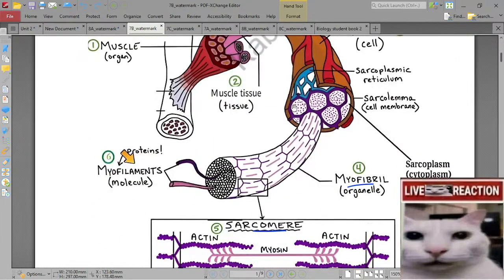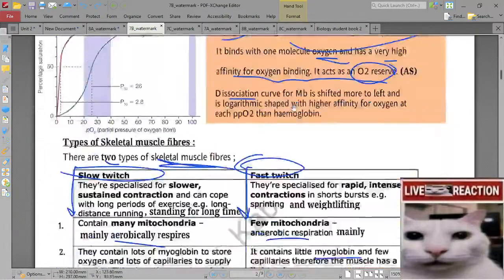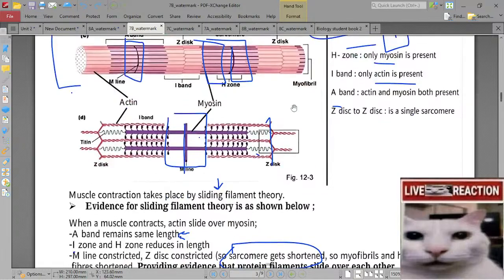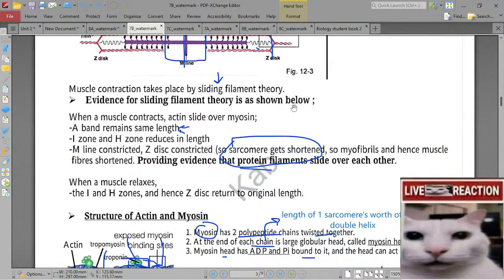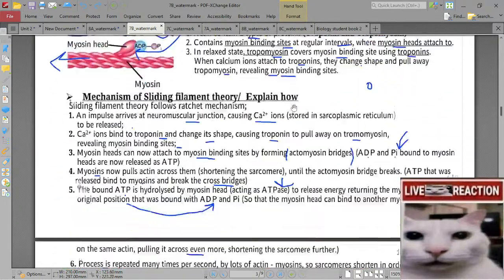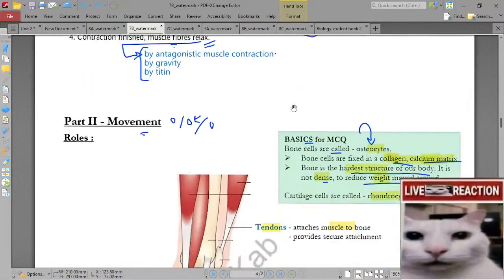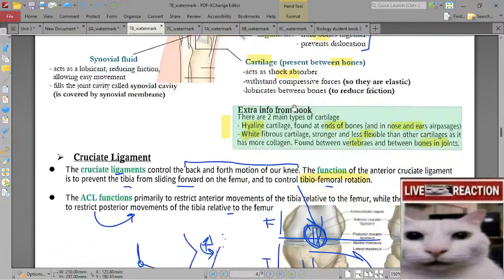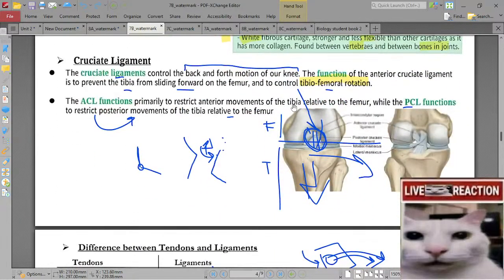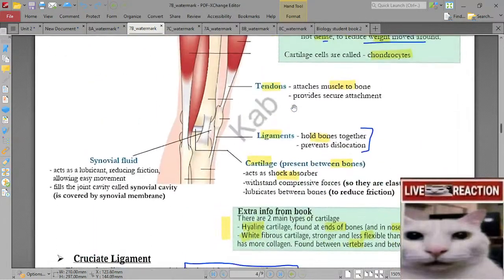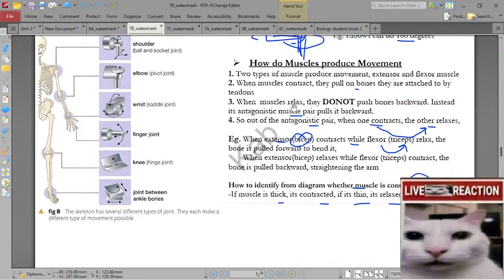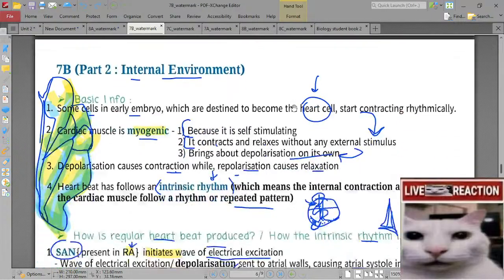And then also this sarcomere and being able to understand the, what's it called, the sliding filament mechanism. I hated this one. It was just hard to explain. This was all just very confusing. I kind of just guessed through it.